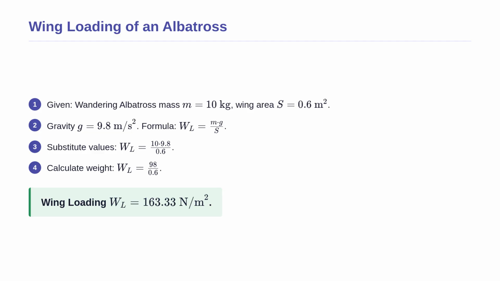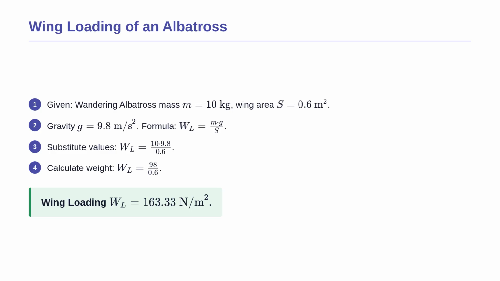Before we move on, let us see this formula in action with a concrete example. An ornithologist is studying a wandering albatross. We are given its mass as 10 kilograms and its wing area as 0.6 square meters. We need to calculate its wing loading. We choose the wing loading formula because it reveals the aerodynamic stress on the bird's wings.